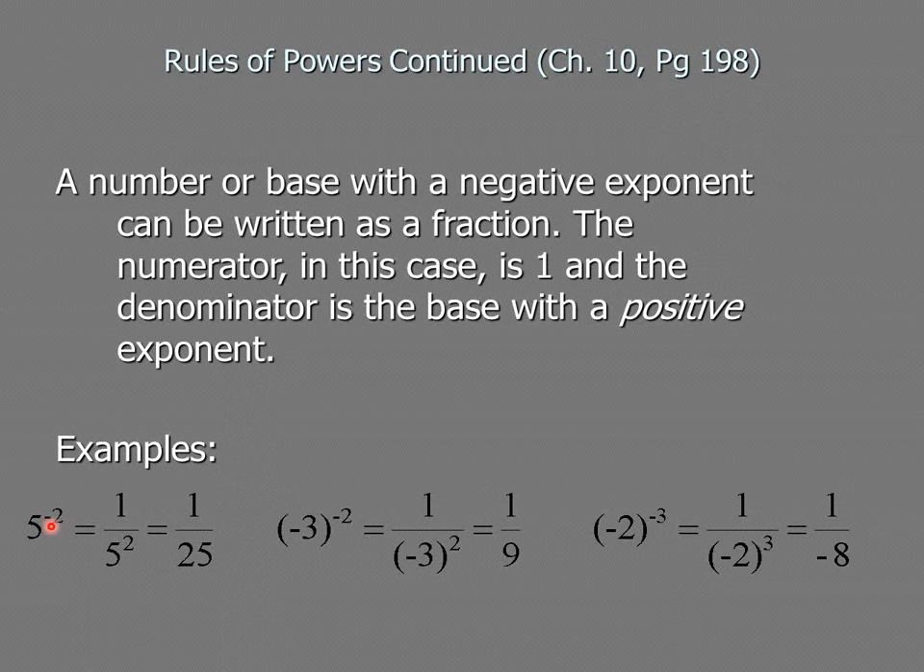Be careful about that. When the exponent is negative, you always assume that there is a 1 at the numerator, and the same thing goes to the denominator, but the power becomes positive. Then we deal with that. Okay.